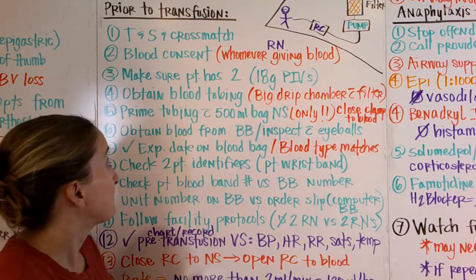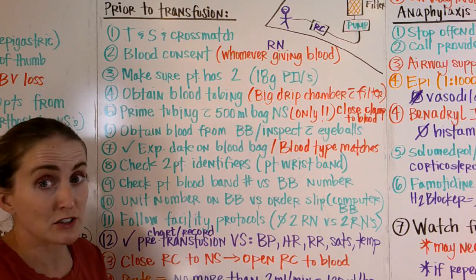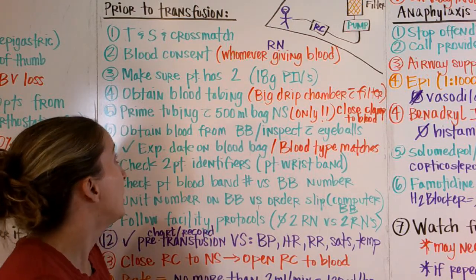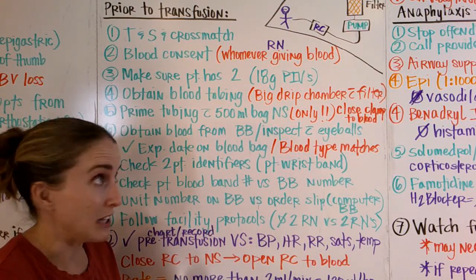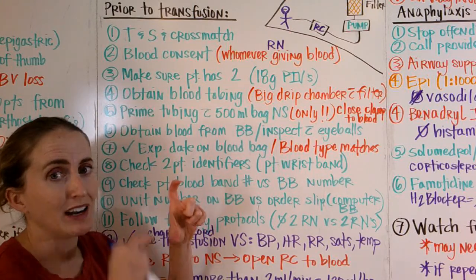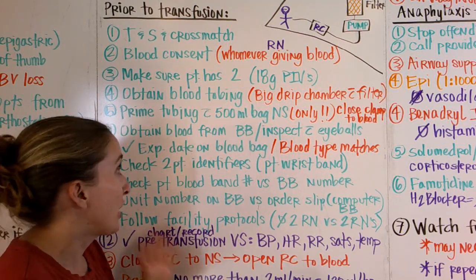All right. So we make sure that the patient has 2 large bore IVs. Hopefully we got some 18 gauges. If not, 20 gauges work. We're going to obtain our blood tubing. Remember that the blood tubing has a really big drip chamber, and it also has a filter in it that's kind of maroon colored. And we'll talk about that in a second.